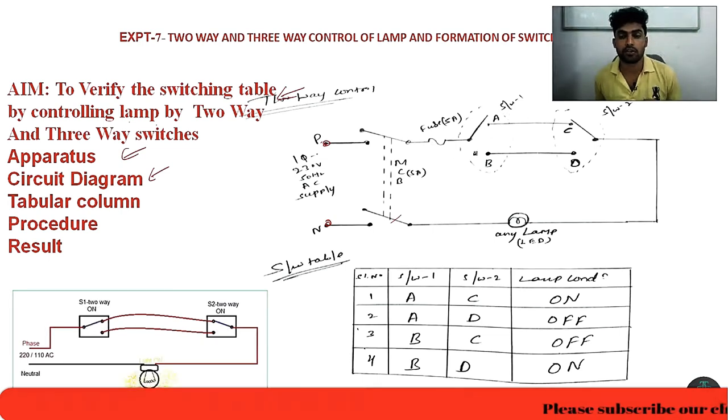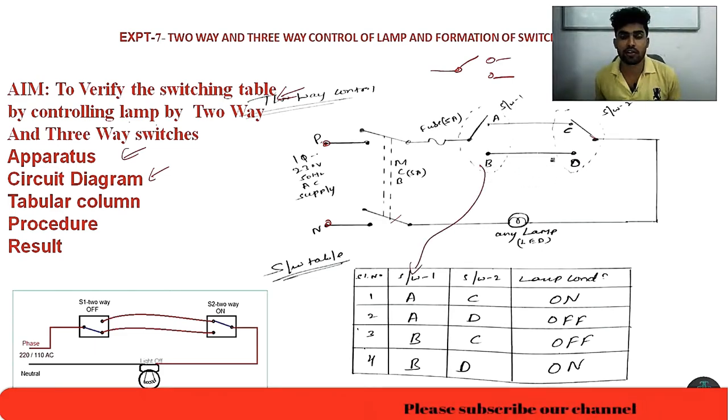And there is a switch, SPDT, okay. Single pole, double throw switch. And this is also a switch, SPDT. See here, single pole, double throw, this side or this side, right? And lamp is connected in series with the circuit. Based on the circuit diagram, we will make a switching table. See here, switch 1 here, switch 2 is here, and then lamp condition is here.